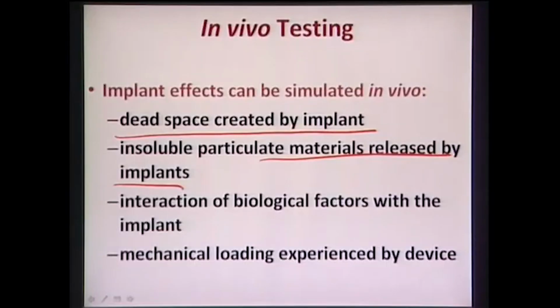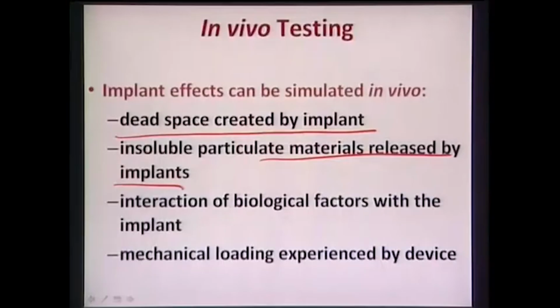However, there may be insoluble particulate released during in vivo degradation. In vivo degradation means that inside the body, the implant material also undergoes some kind of degradation, and under those conditions it will release or leach some materials, and if those materials can cause an undesirable toxic effect around the tissues. Then the third factor is the interaction of biological factors with implants, and the fourth one is the mechanical loading experienced by the device.